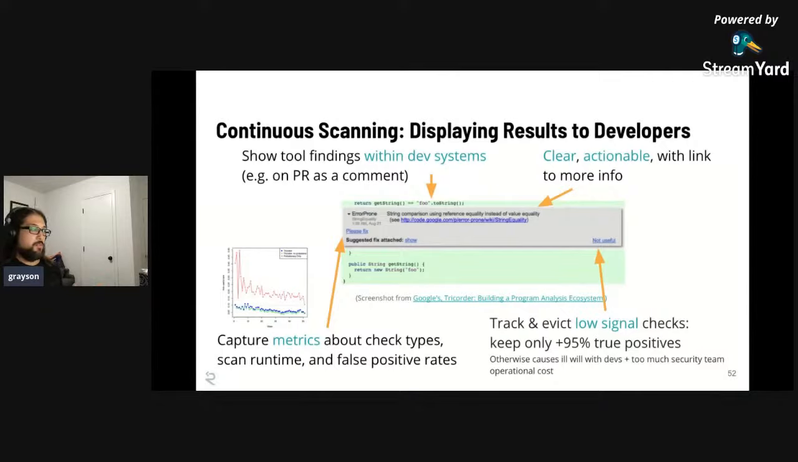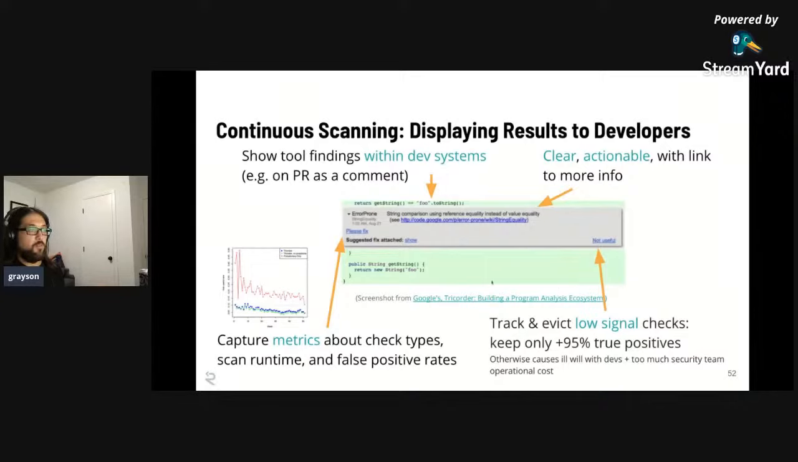So if you have a system, make sure it can leave comments on code reviews or something like that. Make sure that the messages that get displayed to the developers are clear and actionable, and then have references for more information if they need it. And then developers need an option of moving on from this result, especially if it's not useful.